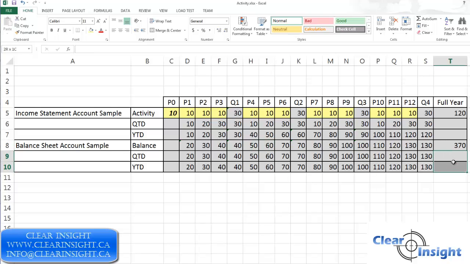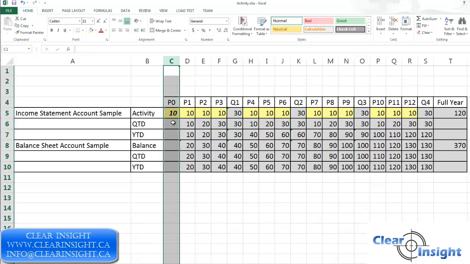Now, full year is contentious. What should the full year balance for a balance sheet account be? It kind of depends. It depends on what you're looking at. But for the most part, for quarter to date and year to date, we're seeing the same things. So what I want to highlight here is if you're looking to store data in some kind of financial tool, always store activity.